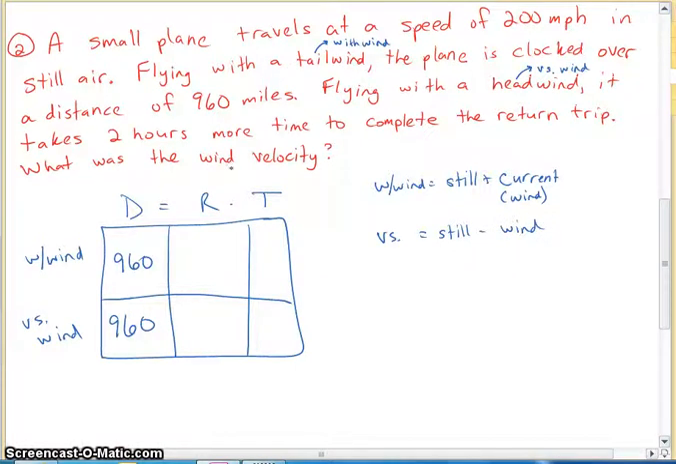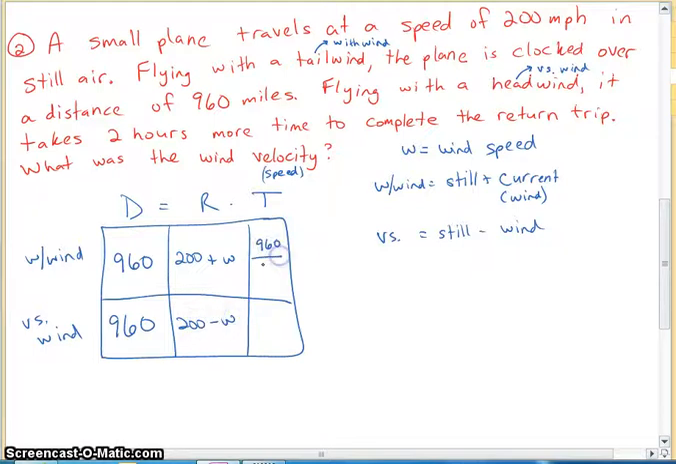In this case, I need to know what is the wind velocity. Another word for velocity is speed. So that's what I'm trying to figure out. So I'm going to say W is my wind speed. If I'm traveling with the wind, it's how fast it can go in still air. So that would be 200 plus the wind and 200 minus the wind.